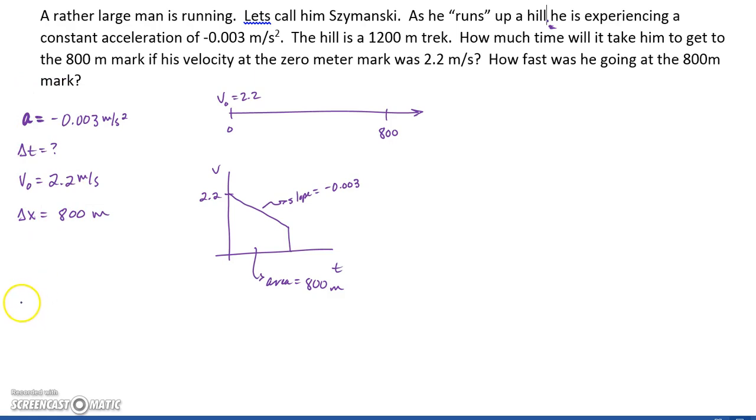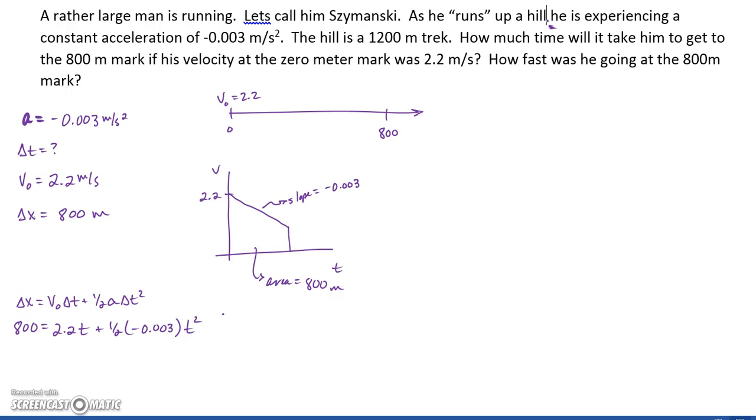I think the equation that's going to do that is this one right here. Delta x equals v sub naught delta t plus 1/2 a delta t squared. Now if I substitute in the stuff I know, I get 800 equals 2.2 times my unknown time, plus 1/2 times negative 0.003 times t squared. So if you look at this, you have a quadratic, and you can solve it using a math method.